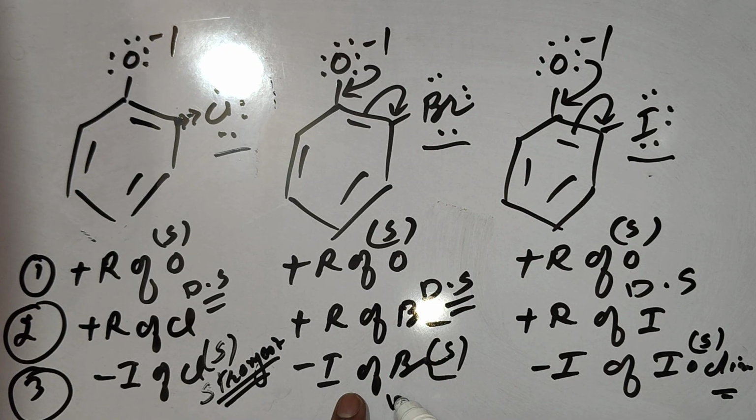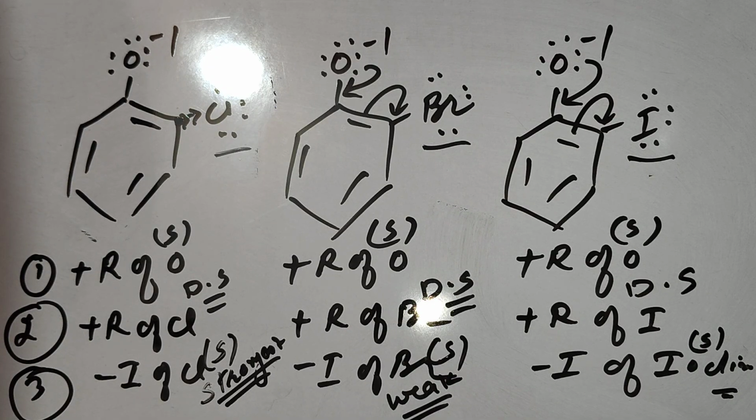And it is weaker because electronegativity of bromine is decreased. We know the electronegativity order. In 11th class we have done it. Fluorine is most electronegative among halogens. Then from fluorine to iodine, electronegativity is continuously decreasing. Fluoro, chloro, bromo, iodo. This is the pattern. So here we will have the weakest minus I effect.